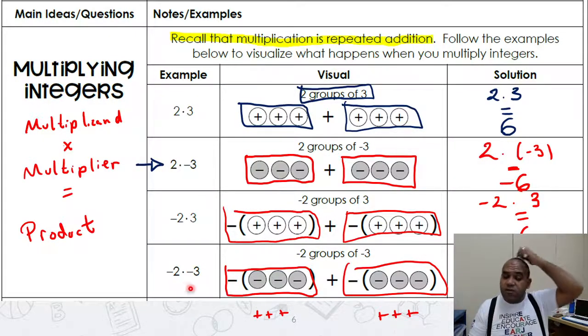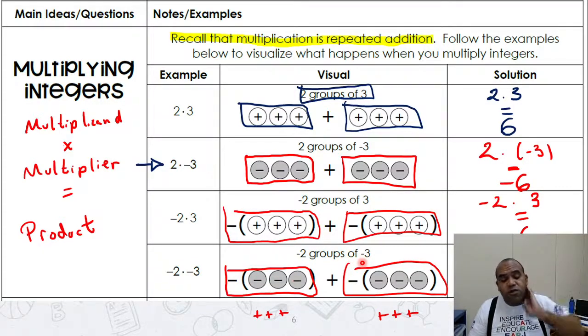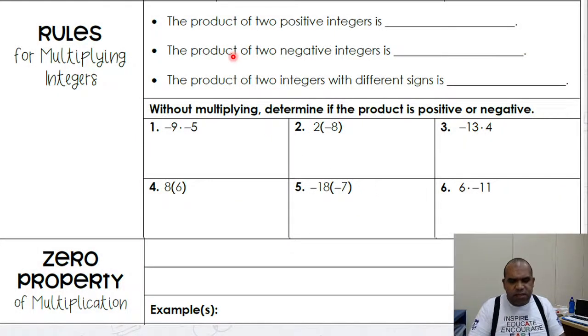And the last one, negative 2 times negative 3. I have two groups of negative 3, and we're going to make those groups negative and look for the opposite. The opposite is 3 positive integers here, 3 positive integers here. It is 6 positive. We have a pattern here, guys. The pattern is the product. Look here, the product of two positive integers is always positive.